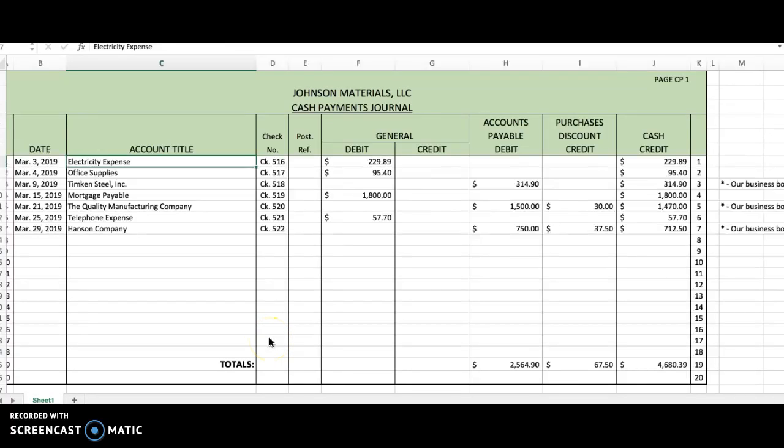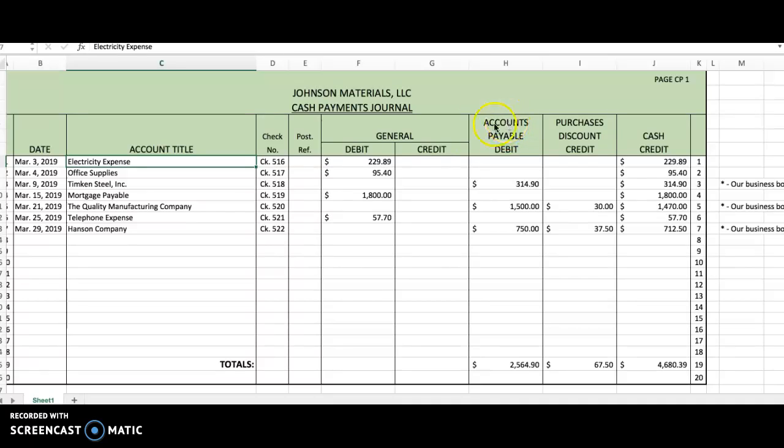On your screen, you see the next of our multi-column journals. This is the cash payments journal, which is pretty much the opposite of the cash receipts journal that you just had. We'll take a look at some of the entries here. The headings of the columns are pretty much standard.